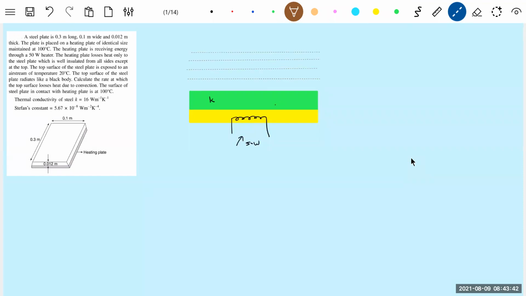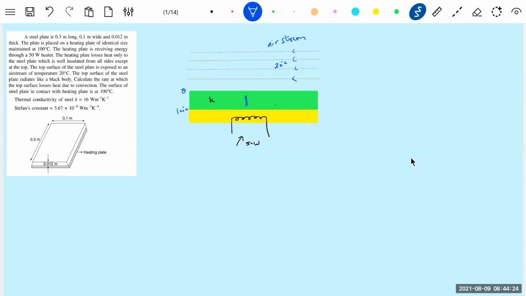Just to make you understand, you can imagine there's an airstream, and the temperature of the airstream is 20 degrees Celsius. Calculate the rate at which the top surface loses heat due to convection. The heating plate is maintained at 100 degrees Celsius. The temperature of this we don't know, call it theta.